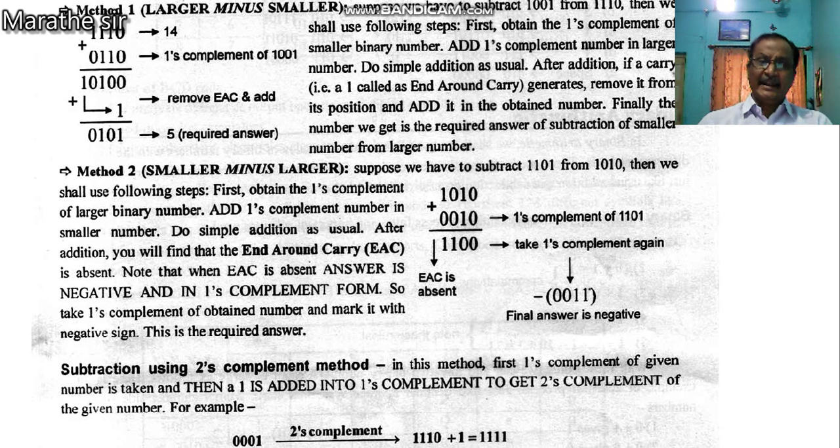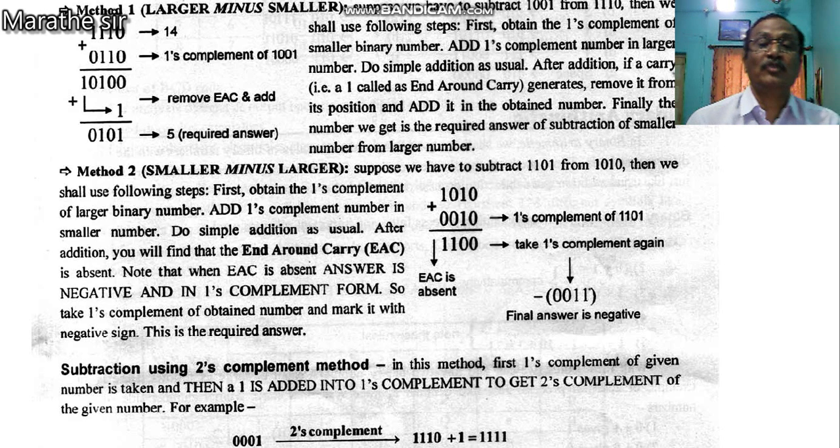If end around carry is equal to 1, at that time that carry is removed and then it is added to the answer. So we get a positive answer. So by using the one's complement subtraction method, we can subtract a lower number from a higher number and we get a positive answer, and we can subtract a higher number from a lower number and we get a negative answer.